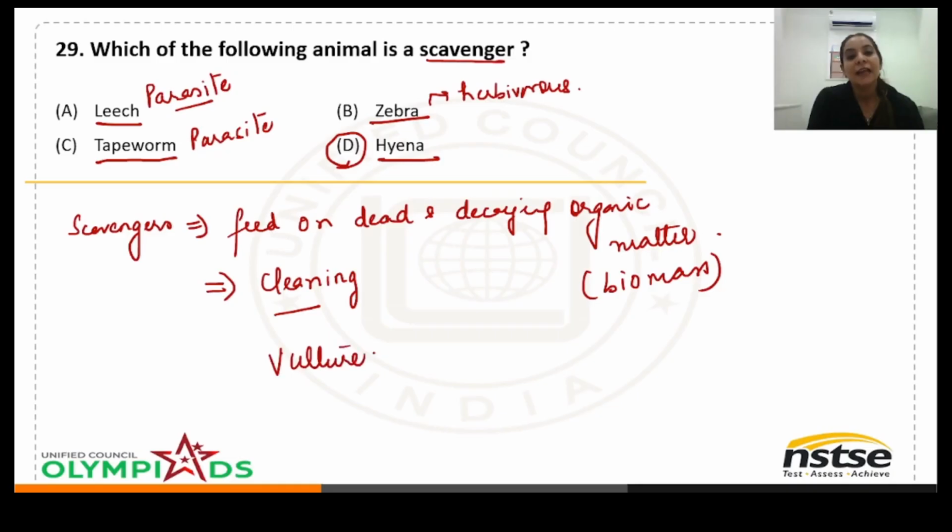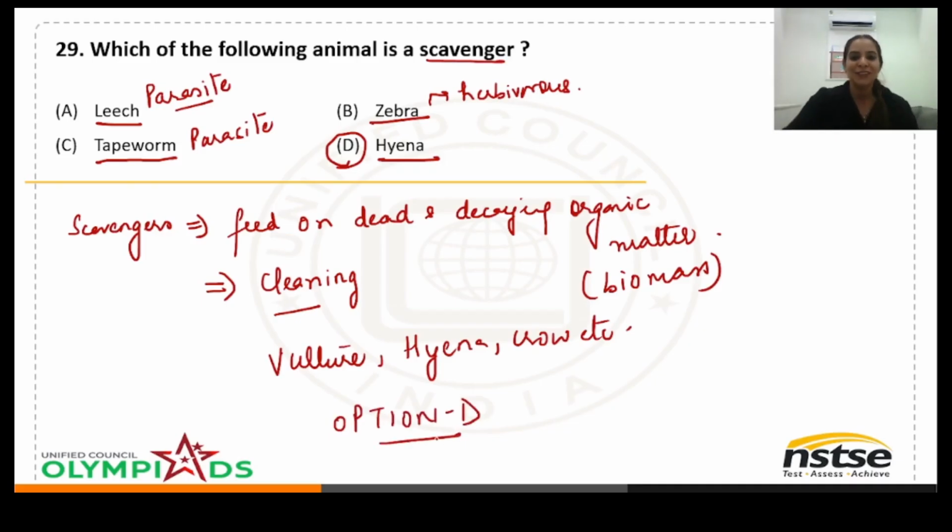Vulture, hyena, crow, these are all scavengers. They feed on dead and decaying organic matter. So here the correct answer is option D. I hope you understood this.